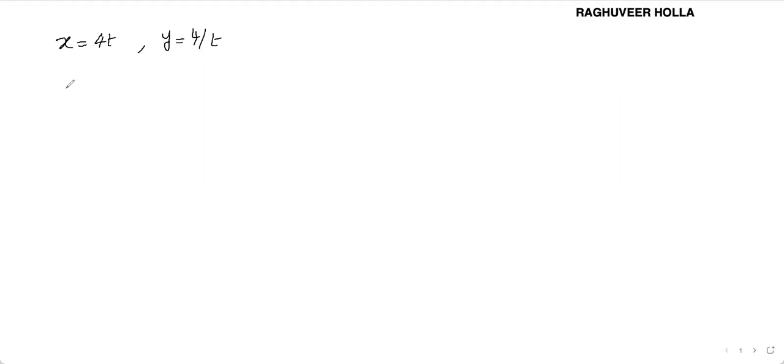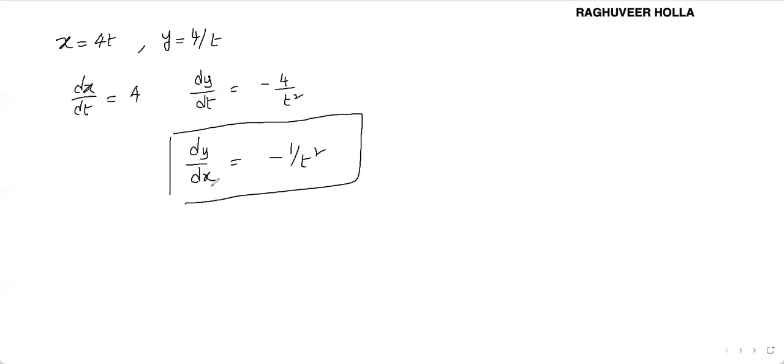So here we have another problem. Again, differentiating with respect to t, this will be dx by dt, which is 4, and dy by dt is minus 4 by t square, and dy by dx is minus 1 by t square. Okay, so again, let us look at another problem.